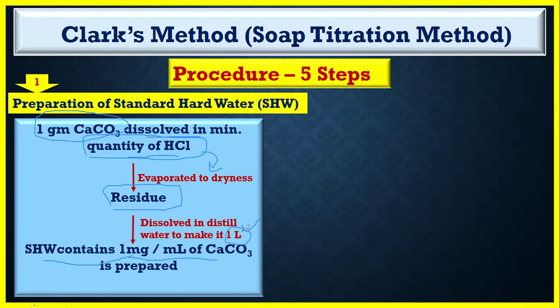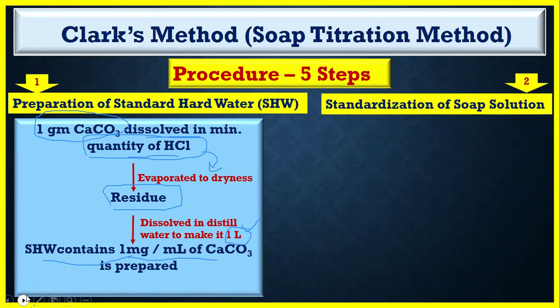So 1 gram in 1 liter, or we can say 1 milligram in 1 ml. So standard hard water concentration is 1 milligram per ml of calcium carbonate. Now the second step of this procedure is standardization of soap solution.